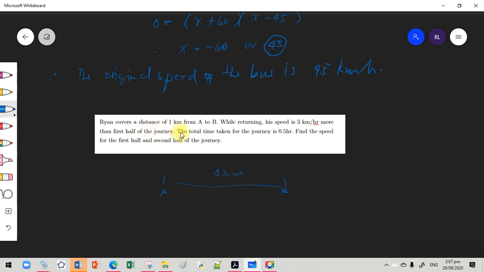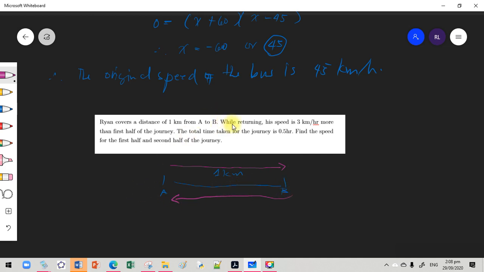While returning, meaning Ryan goes that way. Then let's make it a different color. So this is the first half of the journey. Then returning. So that's Ryan going to B, then Ryan going B to A. That's the entire journey, from A to B, then B to A. So the half of the journey is A to B. The other half of the journey is B to A.